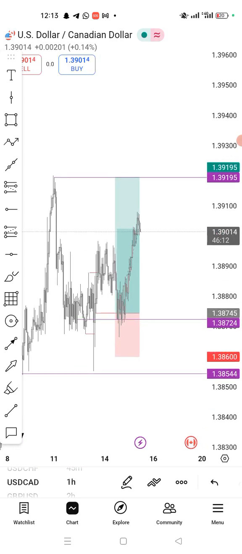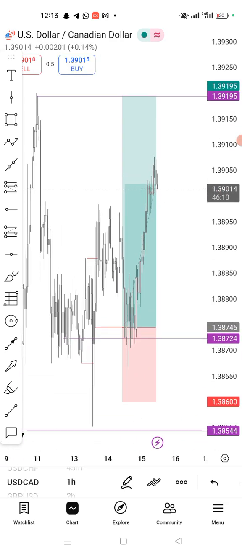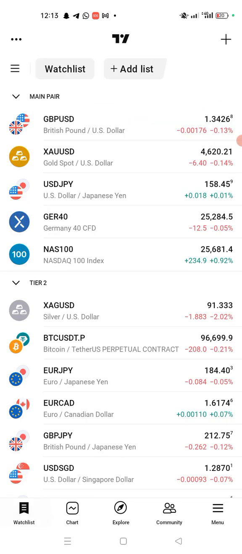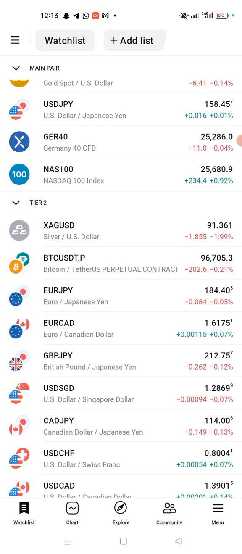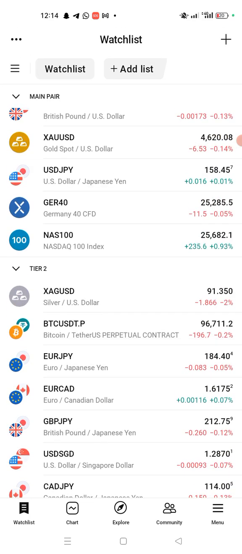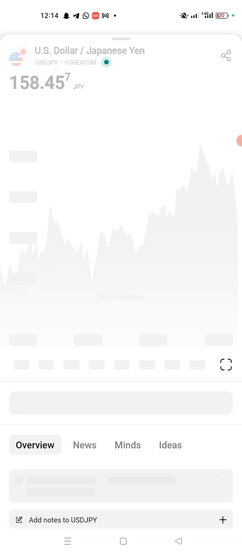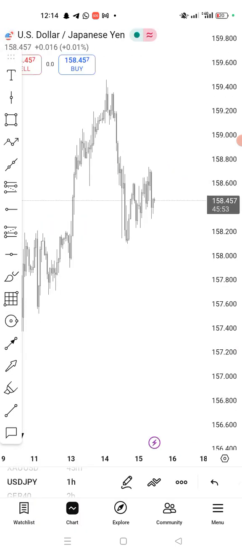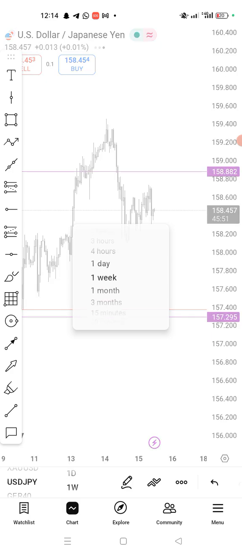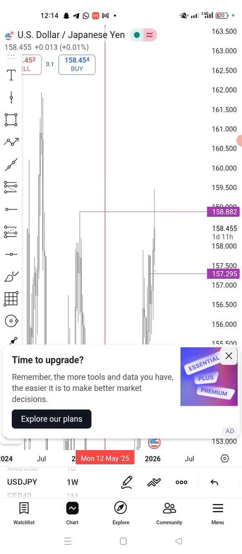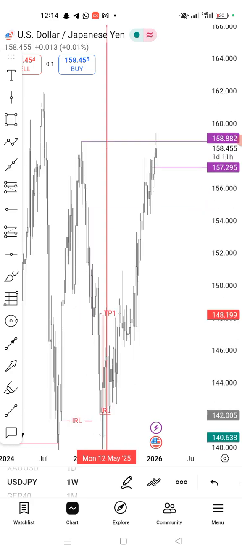USD CAD is just slowing. Like, if you want to buy, go to TP or come back to break even. So let's go to USD JPY. Where are you, USD JPY? Or have I removed it? No. Now USD JPY price action of last week. I'm going to be showing you range on it, and I think I will be using either weekly or daily, one of the two.